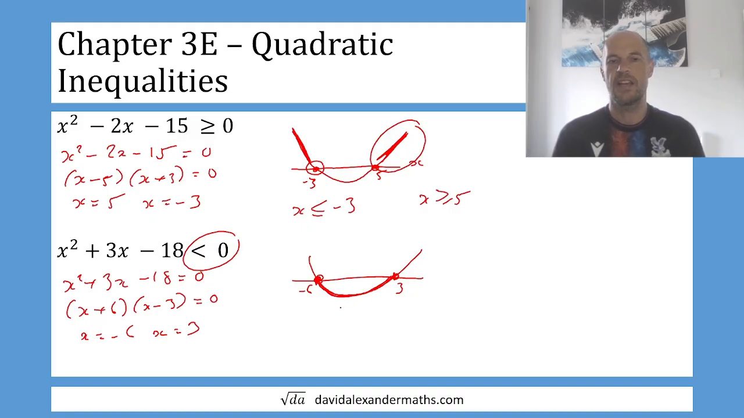I just said x is between minus 6 and 3, so write minus 6, write 3, put an x in between them, and then simply replace that sign with a less than, or if it's less than or equal to, then it would be a less than or equal to. So here, x is greater than negative 6, but less than 3, and that corresponds with this part of the line there.